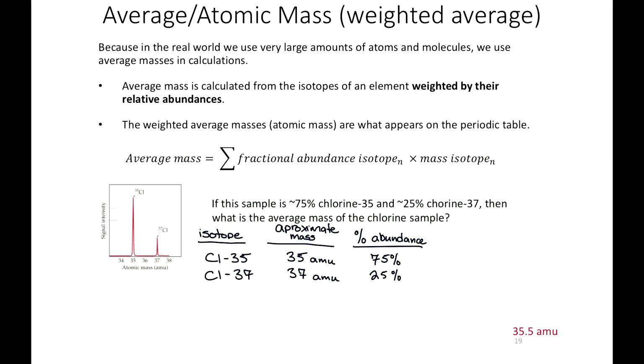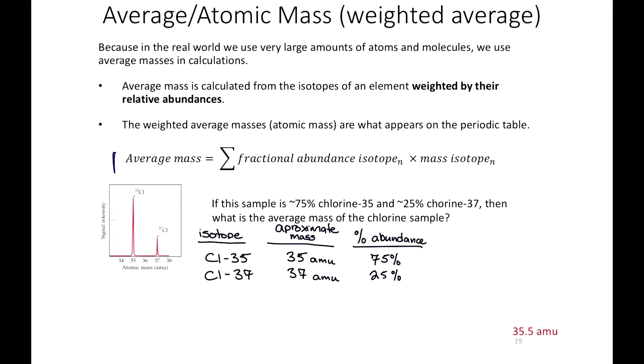And again, we're not talking about the regular average, like 35 and 37, where the average is 36. That's assuming 50% contribution of both of those values. We just determined that for chlorine, 75% of that sample is chlorine 35 and 25% is the heavier one. So we have to take into account that abundance.